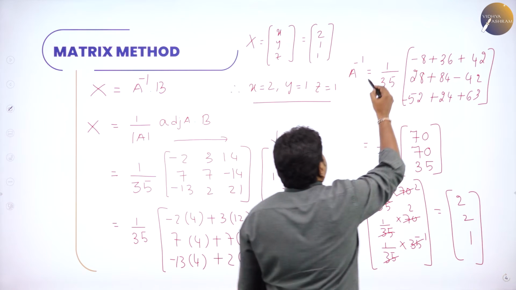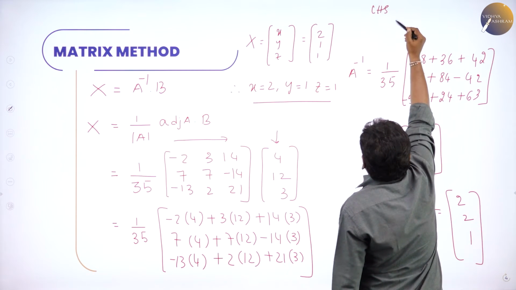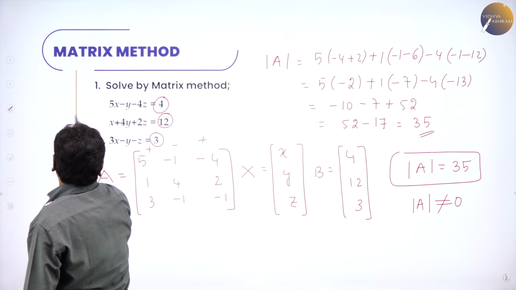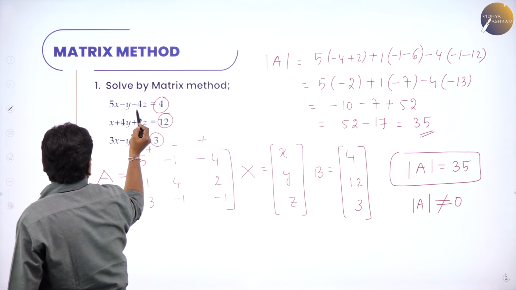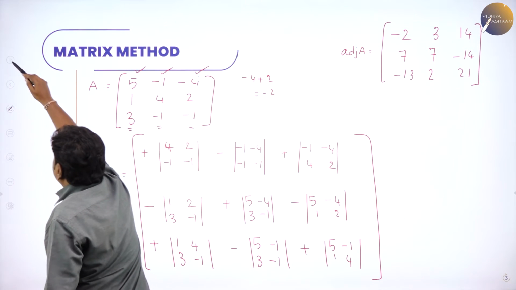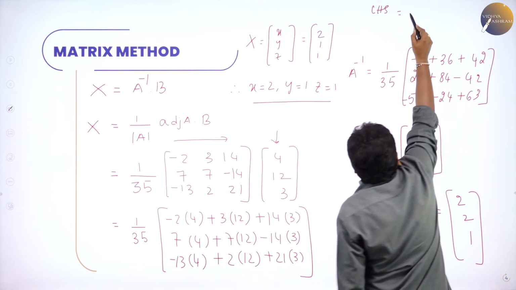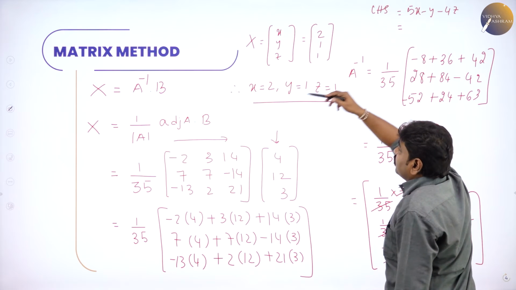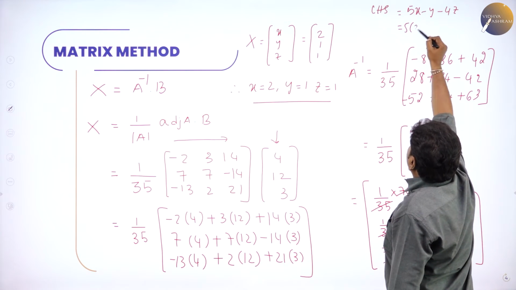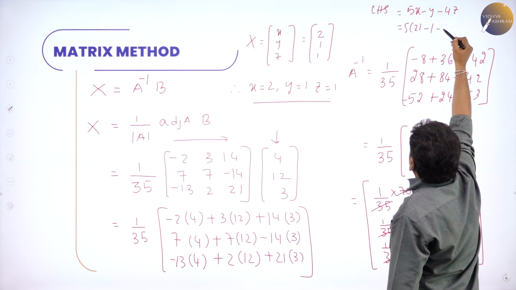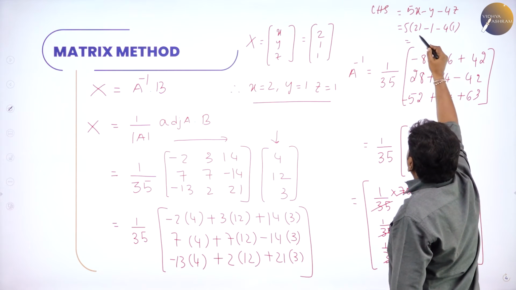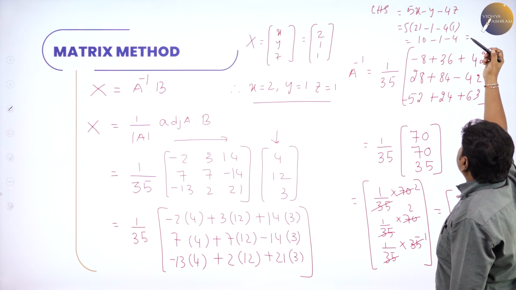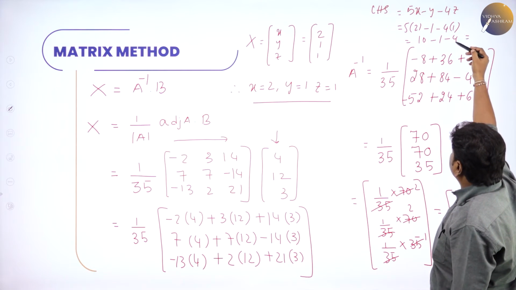So now we'll take the LHS of equation 1. Refer to the problem. In the problem, what is the LHS of equation 1? 5x minus y minus 4z. So in the place of x, y, z, put the values. What is x? 2. 5 into 2 minus what is the y value? 1 minus 4 into z. What is the z value? 1. So 5 twos are 10 minus 1 minus 4. 10 minus 1 is 9. 9 minus 4z. Sorry, 4 into z is 4 into 1.